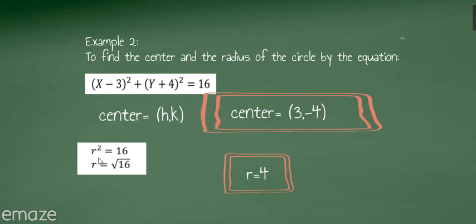Now the radius. The radius in the formula is r squared, so r squared is equal to 16, and then r is equal to the square root of 16, so the radius is equal to 4. And in this way, I found the center that is equal to (3, -4), and the radius that is equal to 4.